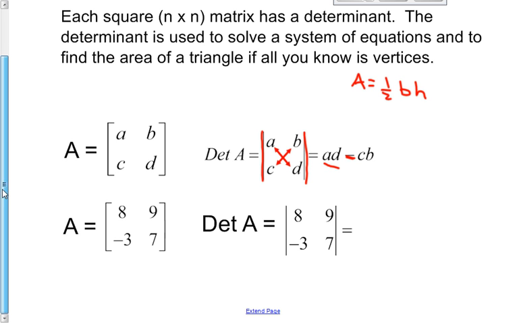So if we look at this example here, our matrix numbers are 8, 9, -3, and 7. To find the determinant of A, again here's the bars, the determinant of A, I'm going to do the first diagonal, 8 times 7, 56, and subtract the up diagonal, which is -27. Be very careful, you're going to have a lot of minuses, which will change to plus: 56 plus 27, and our determinant has a value of 83. Your determinant will always be a one-number answer. Could be positive, could be negative.